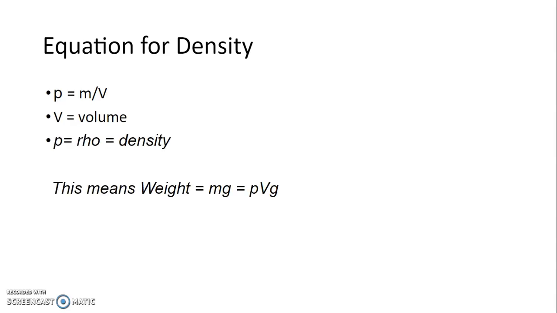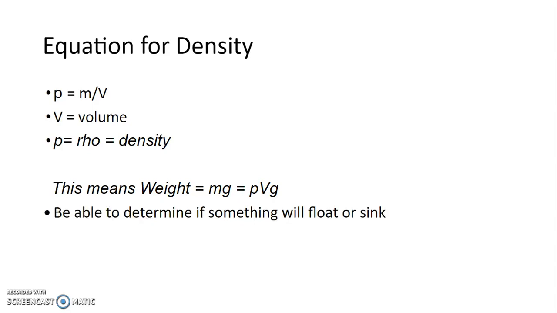That means that if we're talking about the weight, and it can be the weight of anything, it doesn't have to be a fluid, is mg we know, but that's also then rho vg. You should be able to determine if something will float or sink. It will float if its density is less than the density of water, and sink if its density is greater. Be careful with your units.